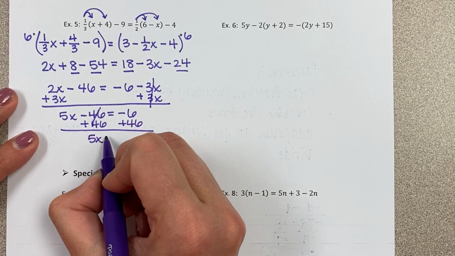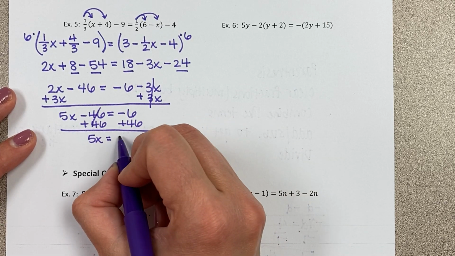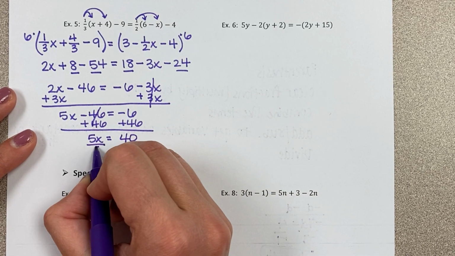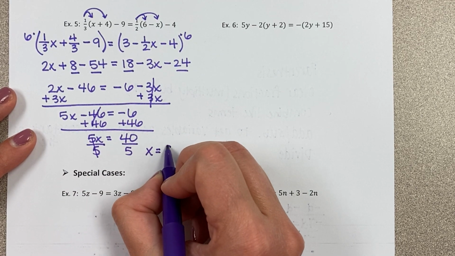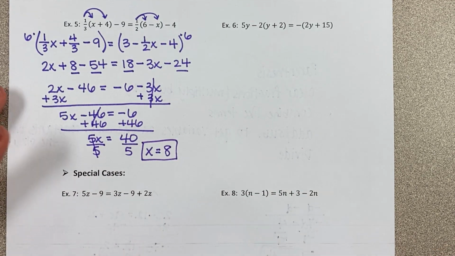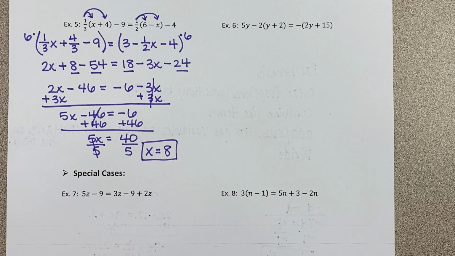We get 5x equals -6 plus 46, which is 40. Divide by 5. X equals 8. A lot of work for that problem. Oh my goodness. But do you see how we just simplified and simplified and simplified until we got to that final answer?